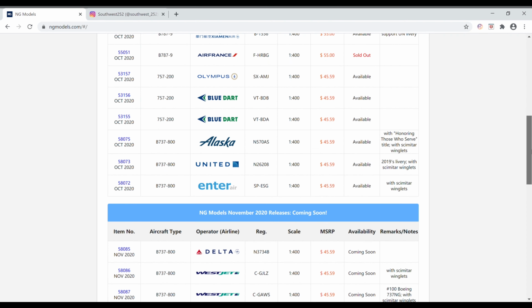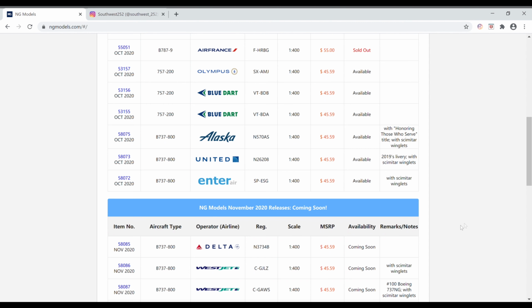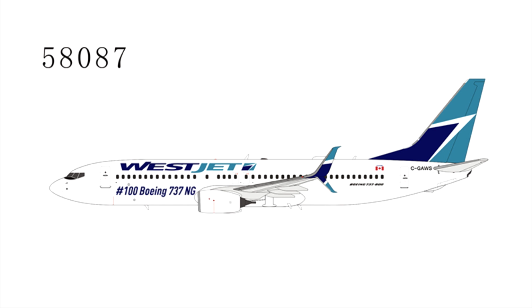Next up is another WestJet 737-800. The registration of this one is Charlie-Golf Alpha Whiskey Sierra. It is 4559. This is the 100th Boeing 737NG, I'm assuming with WestJet. And the item number is 58087.